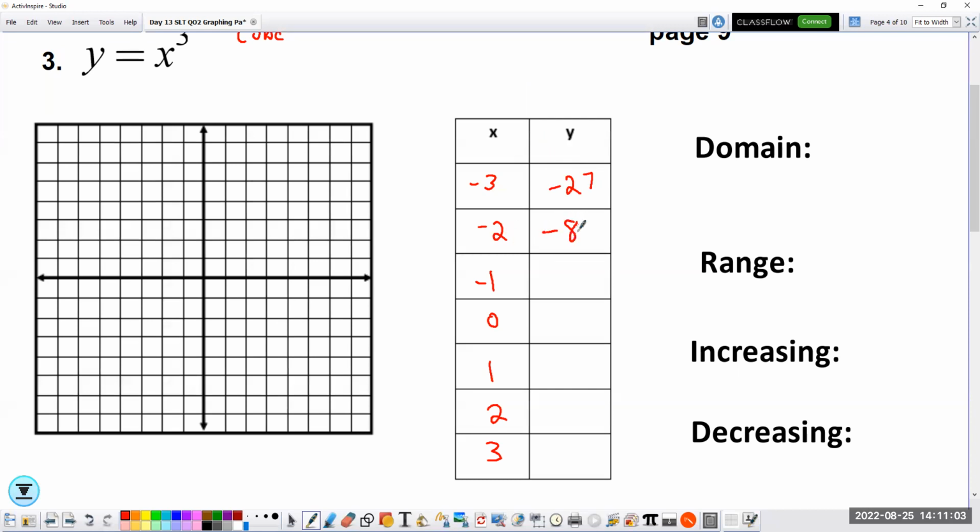Here, I'm going to get -8, -1, 0, 1 times 1 times 1, 2 times 2 times 2, 3 times 3 times 3. So that's 0, 0, 1, 1, 2, 8.